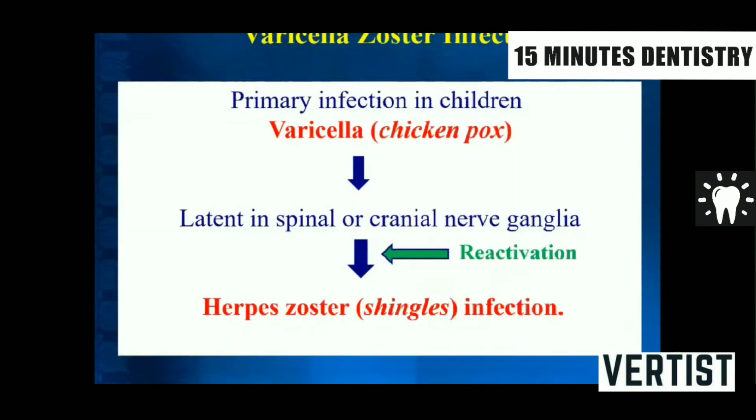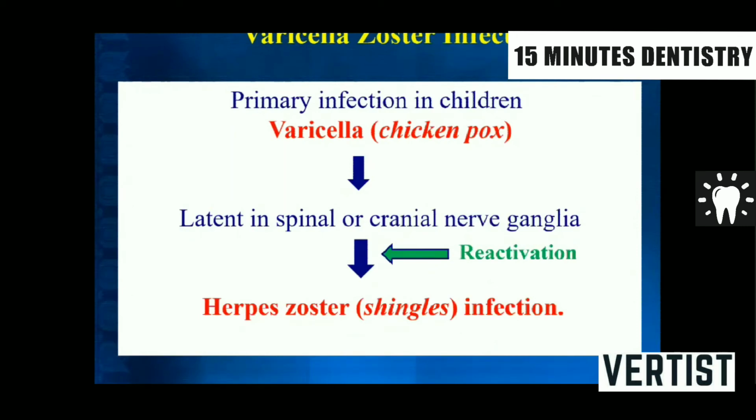Coming to varicella zoster virus infection. Now when I was a student, I always used to get confused. Then how did I remember? The first word in varicella zoster is the primary infection. So primary infection in children is varicella, or what we commonly call chickenpox.